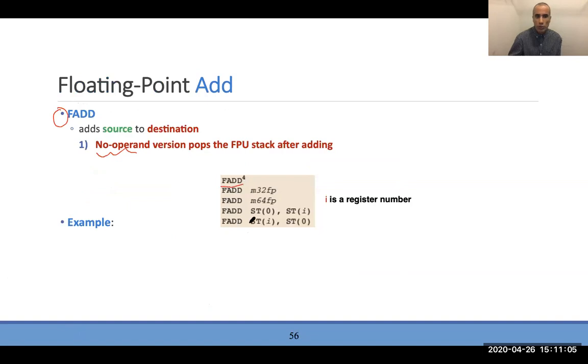So where are the operands? You have to load them. If you have a memory, you're going to say load, right? So now we know FLD. We say FLD memory 1, and FLD memory 2.